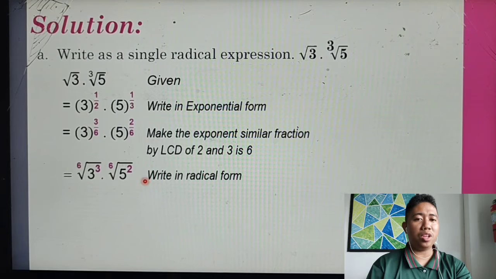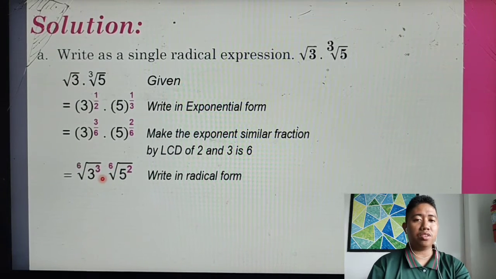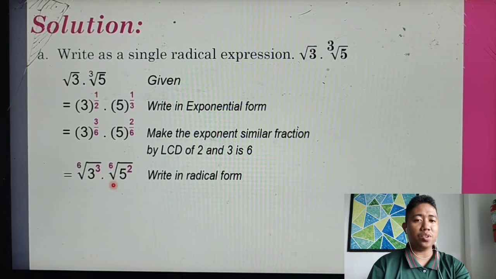After that, we go back to radical form. So 3 to the power of 3/6 becomes the 6th root: 6 is the denominator, copy the base, and 3 is the numerator, so that is the 6th root of 3 cubed. Multiplied by 5 raised to the power of 2/6 in radical form: copy the base, the 2 is the numerator, which is 5 squared, and 6 is the index, so that is the 6th root of 5 raised to the power of 2. So we have the 6th root of 3 cubed multiplied by the 6th root of 5 squared.